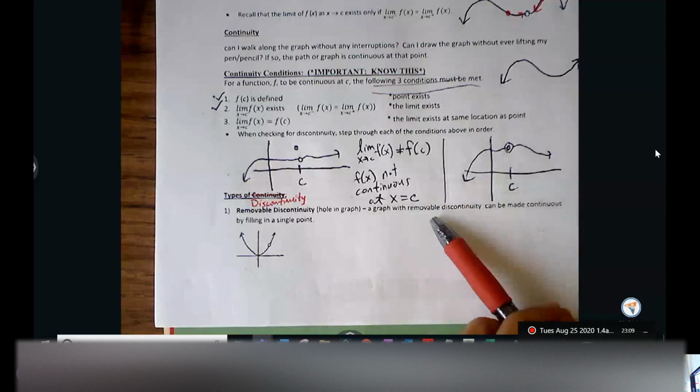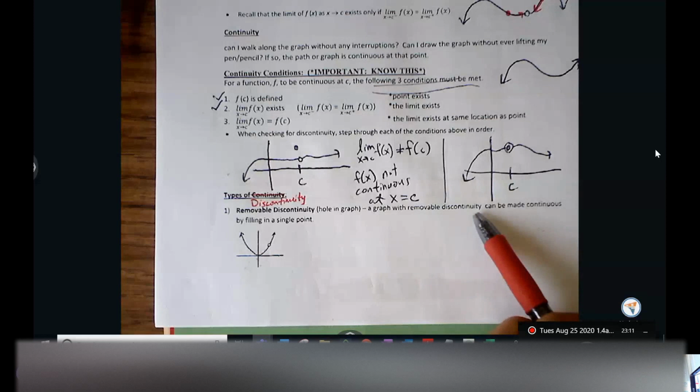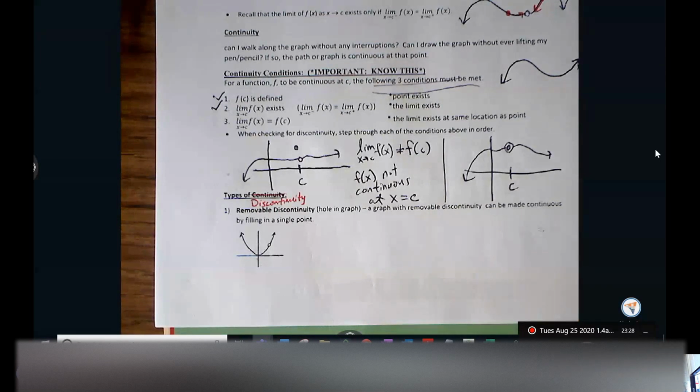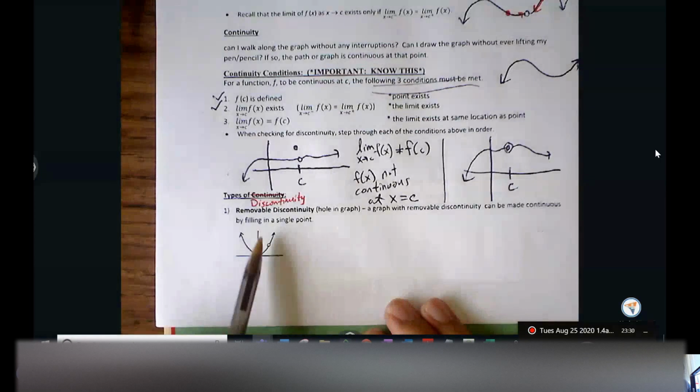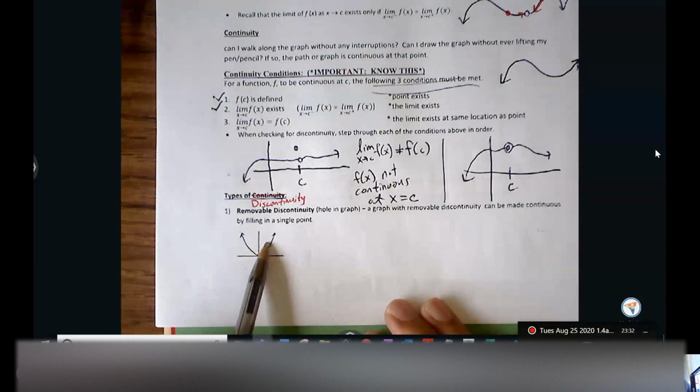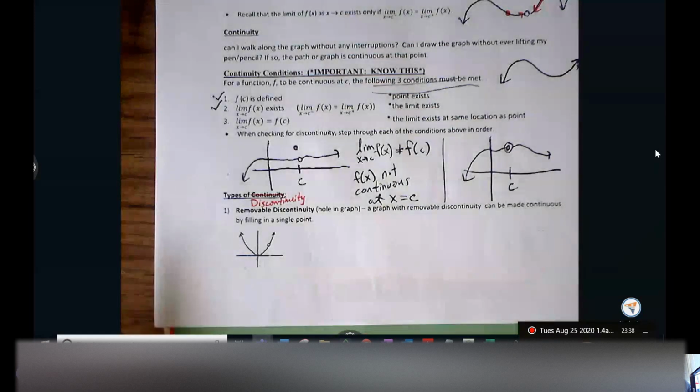And this is a graph where you're one point away from achieving continuity. If I can remove and change one point on the graph, and if I can achieve continuity by just changing something about that one point, then I have a removable discontinuity. So if you look at this graph here, this graph is only one point away from achieving continuity, right? Because that hole there, if I filled in that hole, then all of a sudden it's continuous.